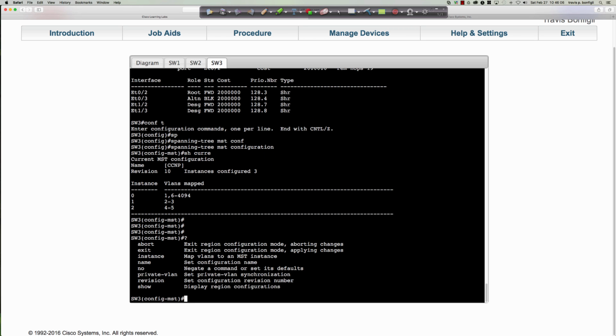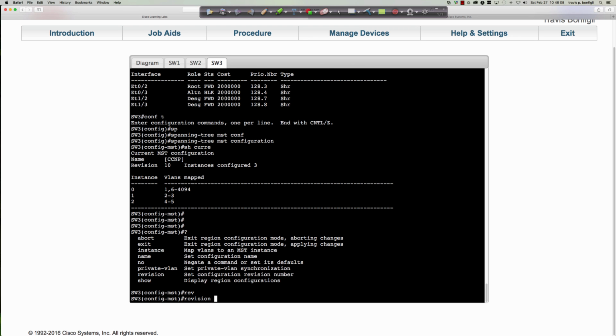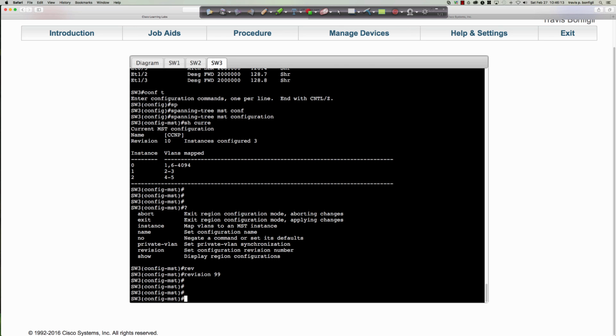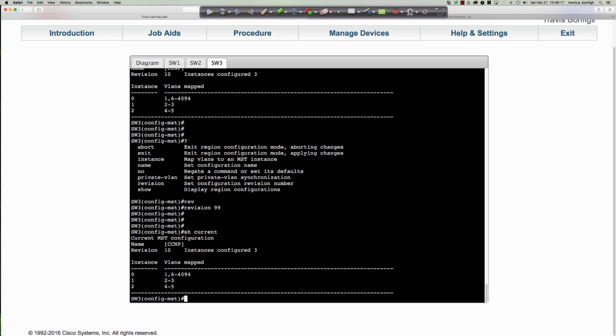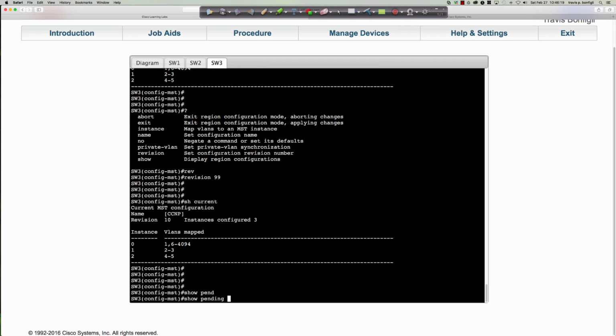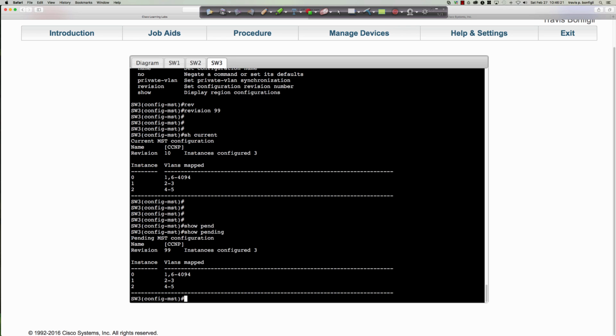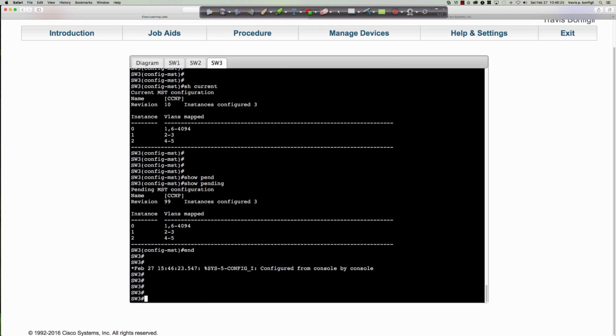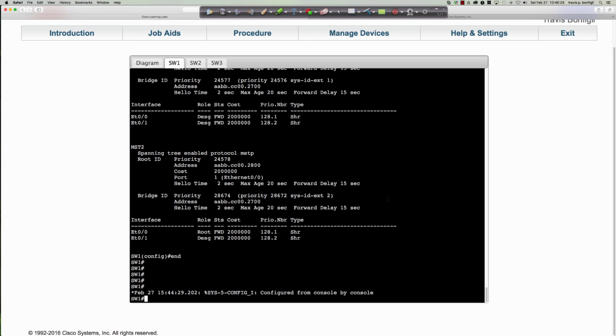What are we going to change? Yeah, let's change the revision number. So let's change the revision number to 99, right? So when I say show current, everything still matches and we're still good. When I say show pending, the revision number shows 99. So what happens when I say end? Because again, the revision number is now different.